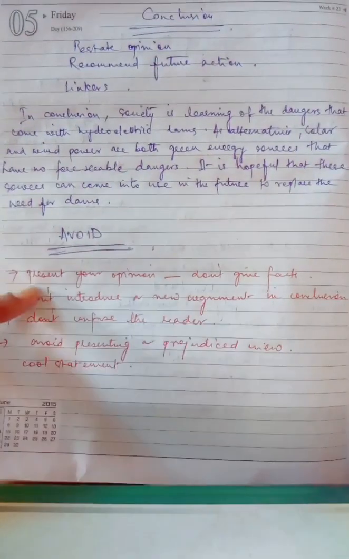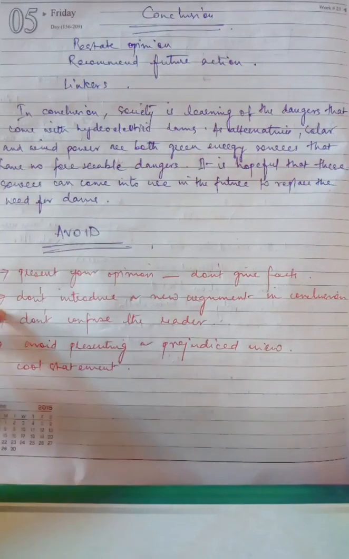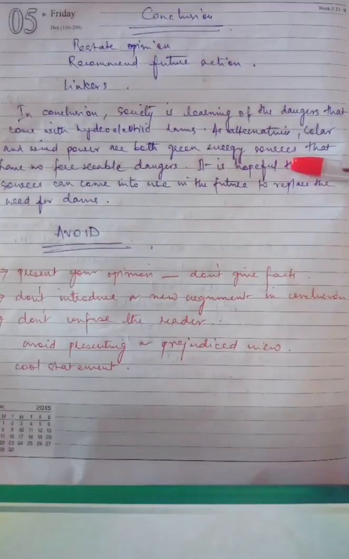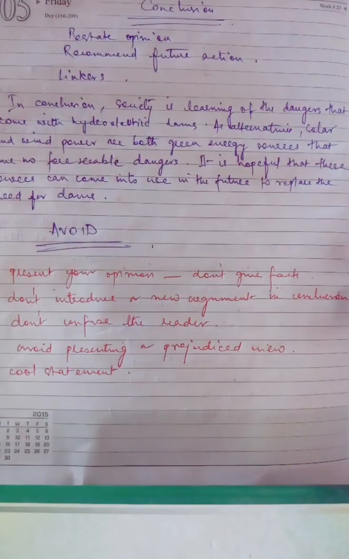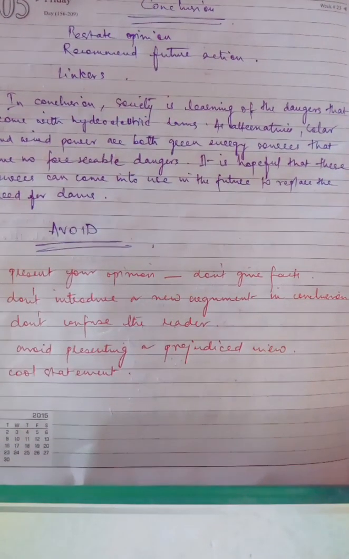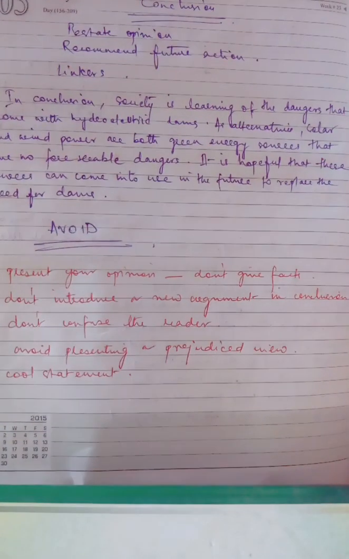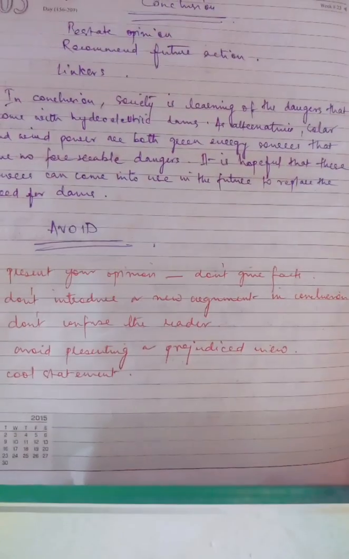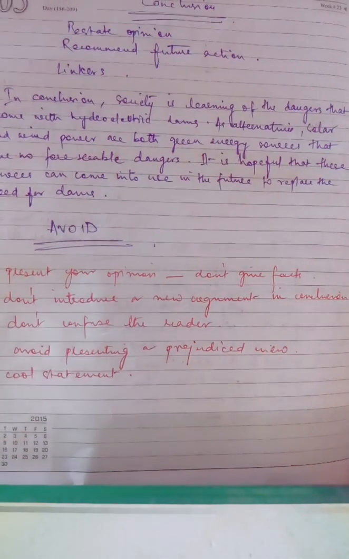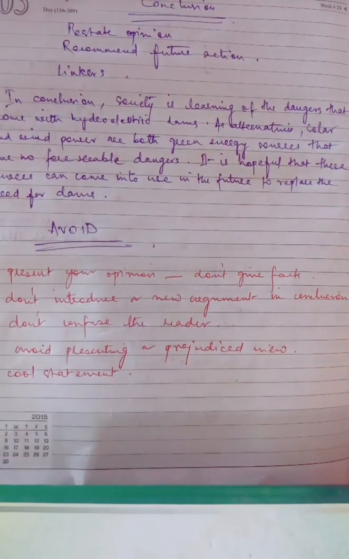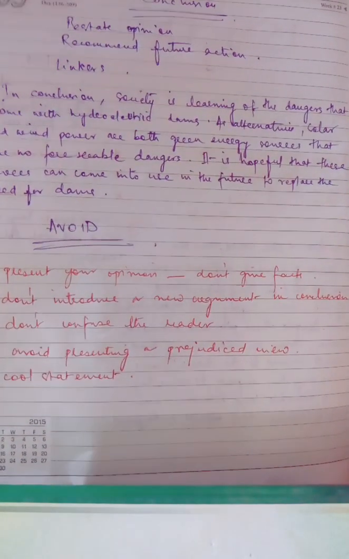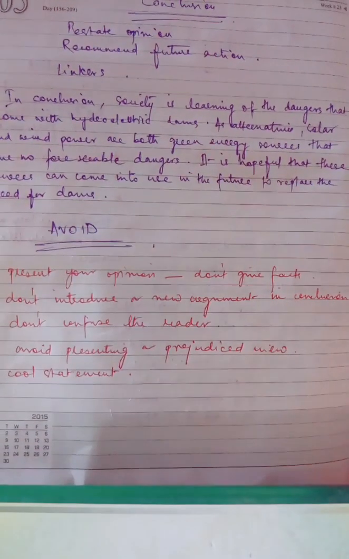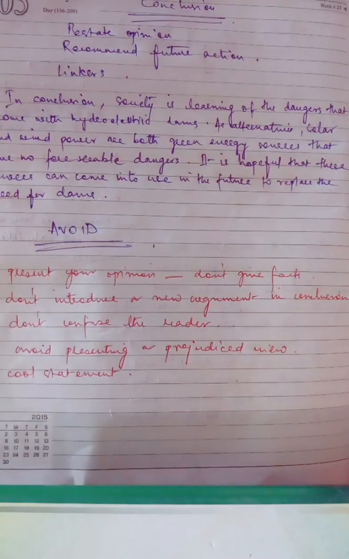You present your opinions, don't give facts. Don't introduce any new argument in the conclusion. Don't confuse the reader, and avoid presenting a prejudice. You should always give some cool statement. Don't be very harsh, and don't be rude in your argument. Don't bring any politics. You must be very cool, and you must not use harsh language or harsh arguments to convince the reader.